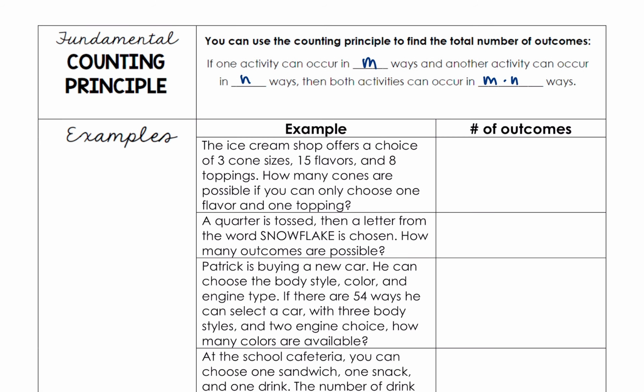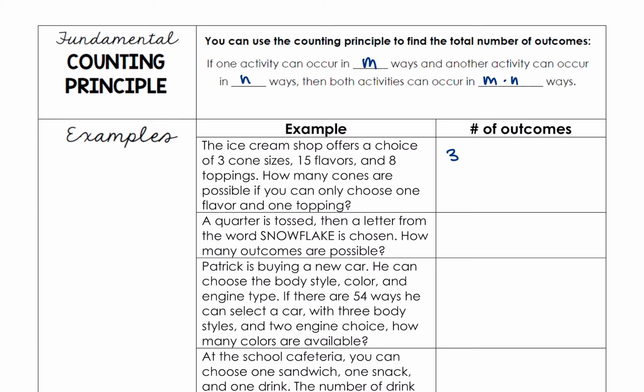Okay, so it says the ice cream shop offers a choice of 3 cone sizes, 15 flavors, and 8 toppings. How many cones are possible if you can only choose 1 flavor and 1 topping? Okay, well, I'm just going to look at each event independently. If I'm looking at how many cones I have, I can choose between 3 different sizes.